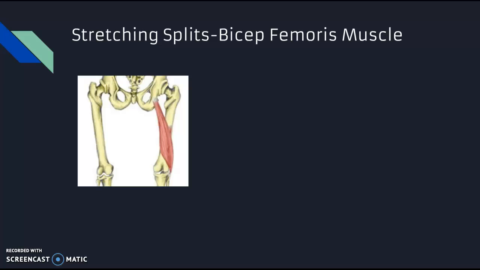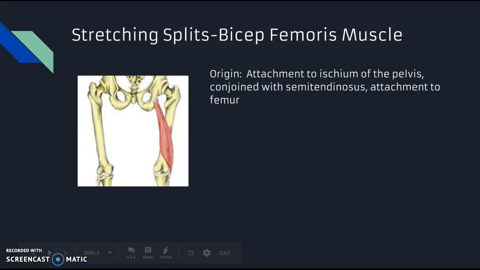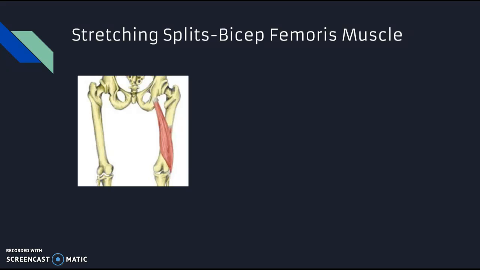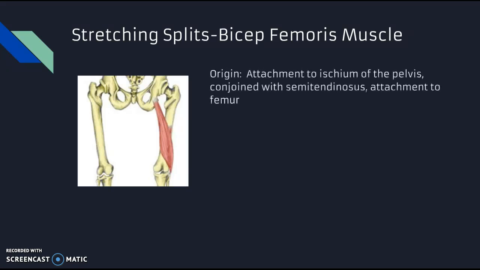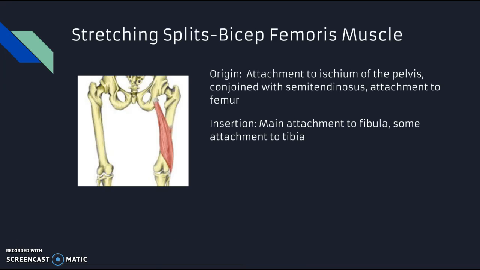The first muscle I will be talking about involved in splits is the biceps femoris muscle, which is one of the 3 hamstring muscles located in the leg. The origin of this muscle is an attachment to the upper and inner proximal surface of the ischial tuberosity, more commonly known as the ischium or sit bone. On the short head of this muscle, it connects to the femur bone in the thigh. It is conjoined with the semitendinosus, one of the other 3 muscles in the hamstrings.